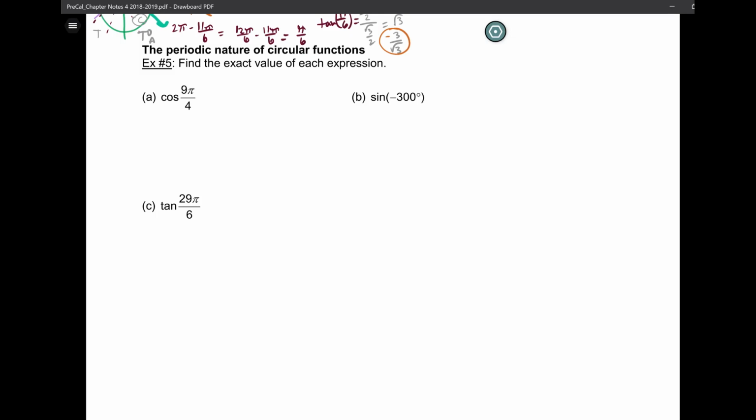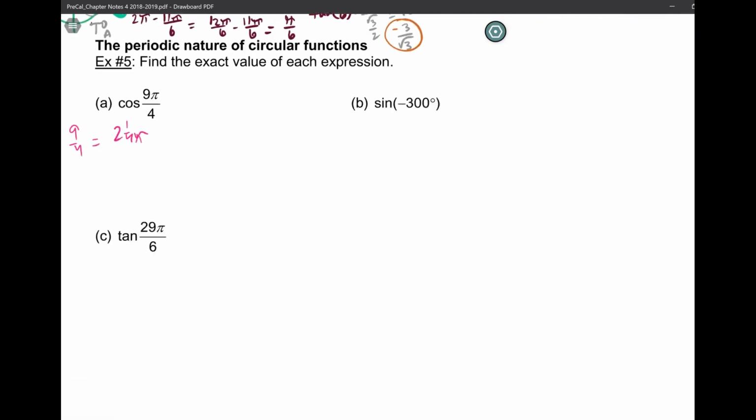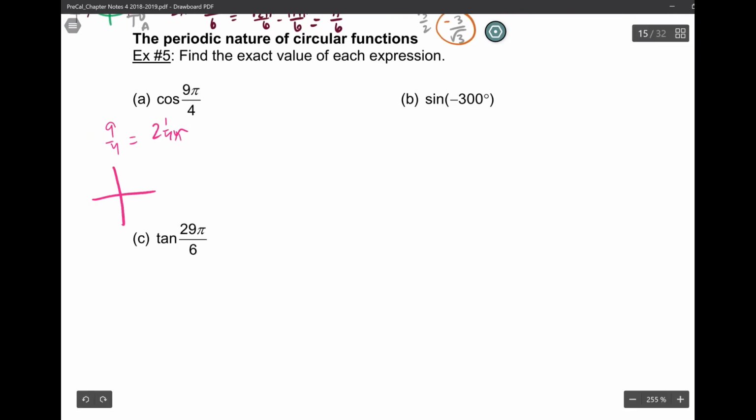All right, so let's simplify this out a little bit. 9π/4 is equal to 2 and 1/4 π. So that's going all the way around once and then going up a fourth of π. So the angle we're interested in is just π/4. π/4, hey, that looks really special. That's a 45-45-90 triangle, so these sides are the same. So you have 1, square root of 2 over 2, square root of 2 over 2.